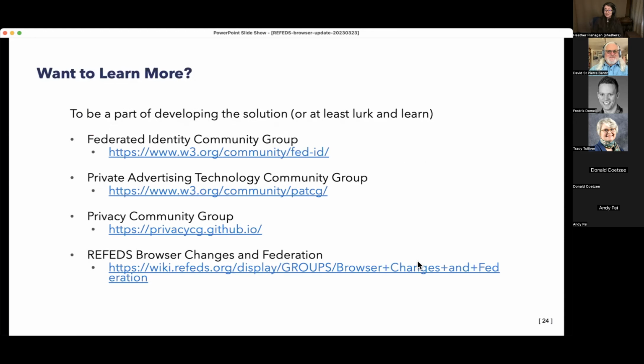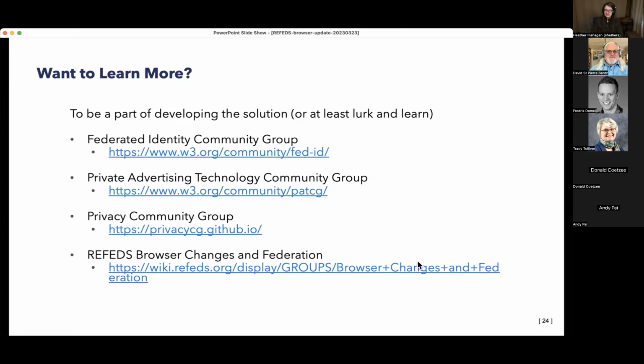Do you want to learn more? Do you want to at least lurk and learn more? There are several places you can go. The W3C community groups, there are 3 that may be of interest. The Federated Identity Community Group, of course my favorite one, because it's mine. There's also the Private Advertising Technology Community Group. They're not at all interested in federated identity, but they're an interesting group to track, because they're why we got into this problem in the first place, the advertisers, and what they are doing and how and why they are doing it. It's good to track that, because it has the potential for implications for our work going forward as well. And of course, there's the Privacy Community Group.